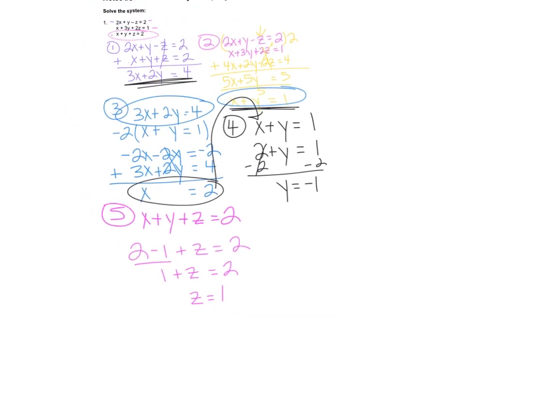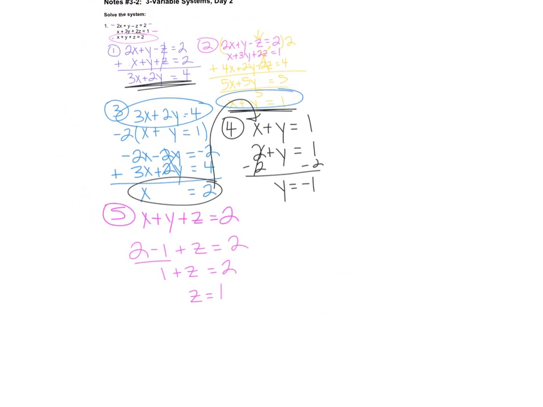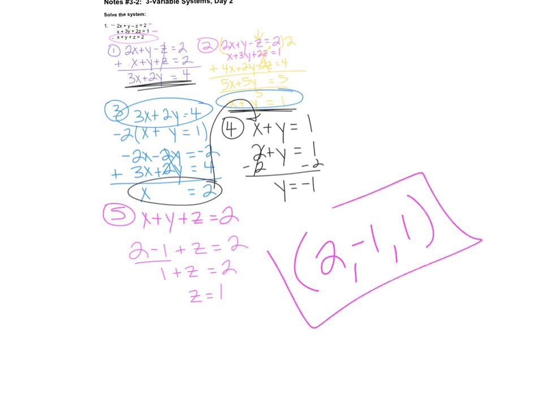So once you are done solving your system, make sure that you write it as an ordered triple. X comes first, so 2, then your y -1, and your z 1. Remember, just from yesterday, we talked about how to check it. Plug those three values in for x, y, and z on all three equations. It should be true.